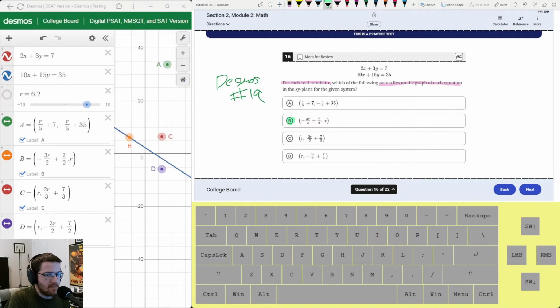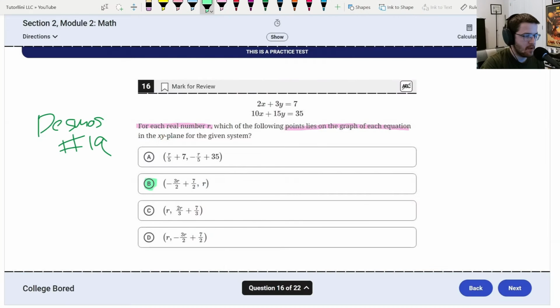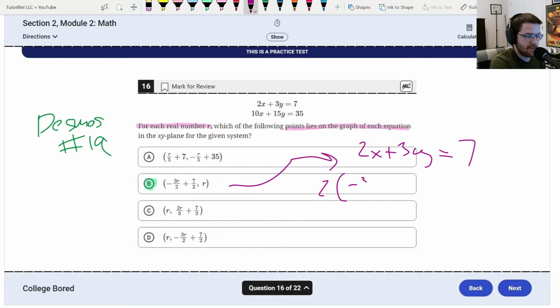All right. So let's talk about how to do it by hand. Let's come back over here. I would just go down all the answer choices and essentially guess and check. That's kind of the only way to do it. And I'll use the smaller line, and with the benefit of hindsight, just do B in the interest of time. So 2x is negative 3r over 2 plus 7 halves, plus 3y is r equals 7.